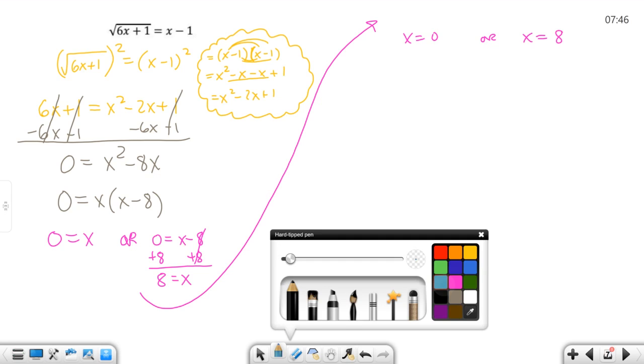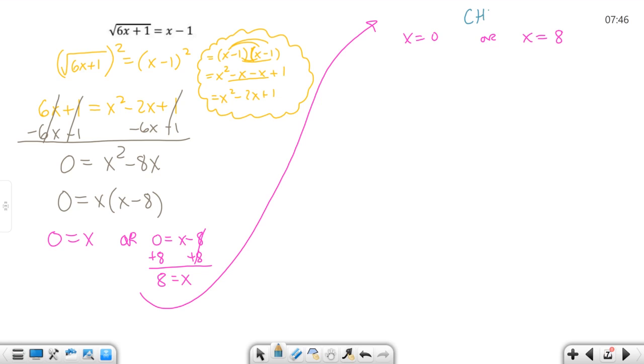And what do I need to do? I must check them, okay? So we're going to go back again to the original to check it. So we're going to say the square root of 6 times 0 plus 1.